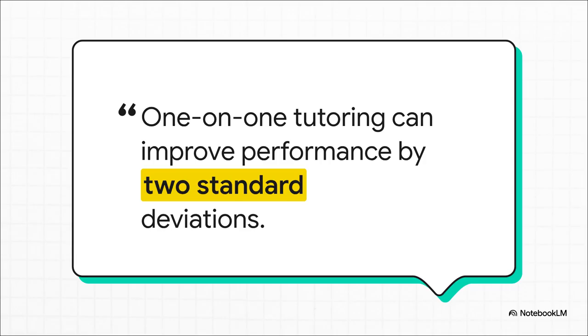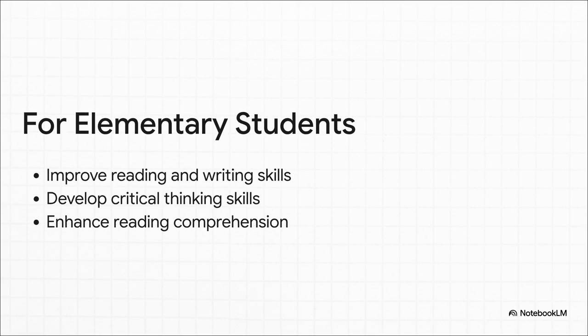To put that in perspective, that's like taking an average C student and turning them into an A student. For decades, the problem has been, how do you scale that? You can't give every kid a human tutor. Well, LLMs might just be the technology that finally cracks that nut. For younger kids, this could be a total game changer. Just imagine an AI tutor that can patiently help a first grader sound out words for hours. It can give them instant, positive feedback on their writing and ask these clever little questions that start building critical thinking skills from day one.